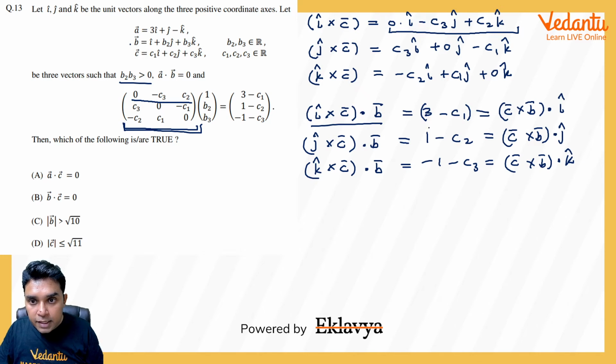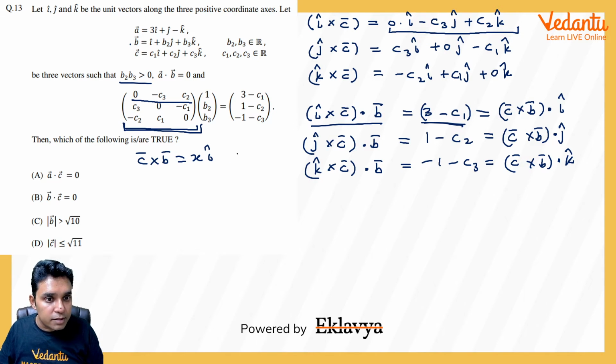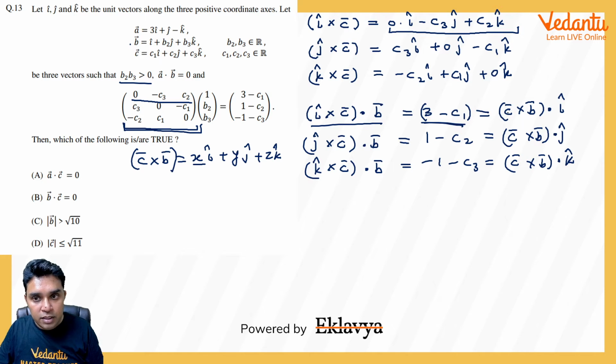Okay, so these three actually are X component, Y component, Z component. You can think of it as if my C cross B is equal to X i. Yeah, there is no mention of X in this question, I suppose. Yes, so Y j plus Z k. Taking dot product of C cross B with I cap will give you X. So this 3 minus C1 is for I cap.